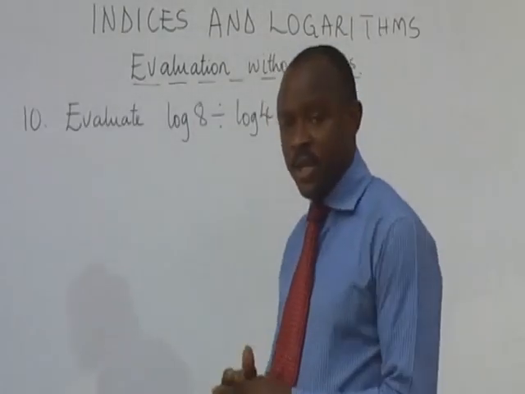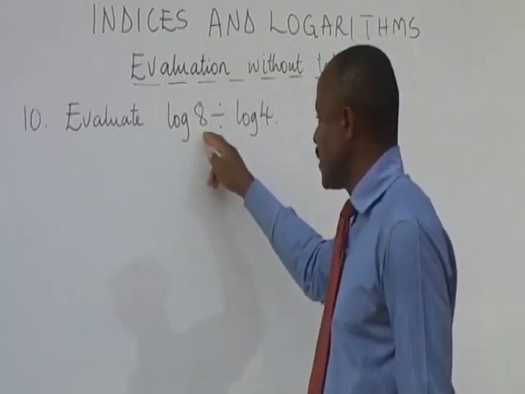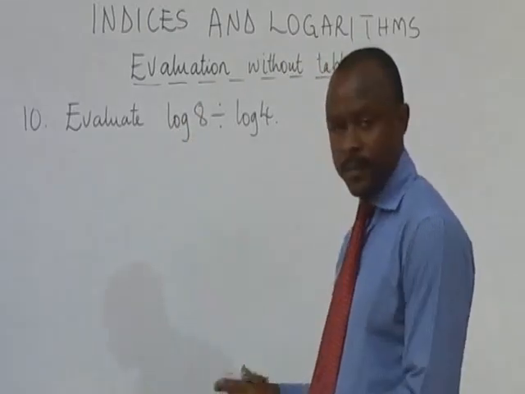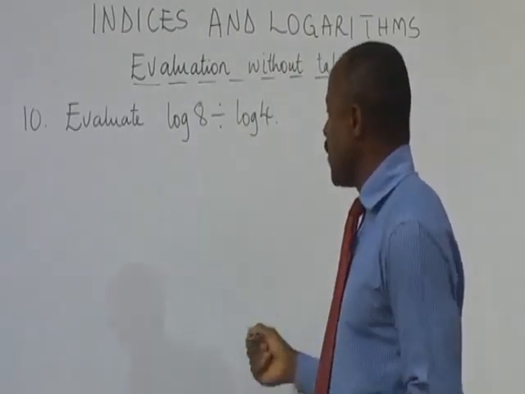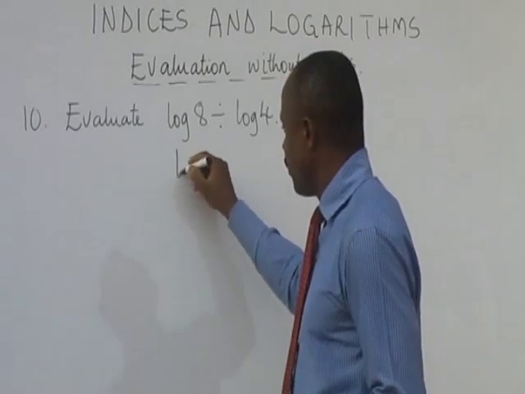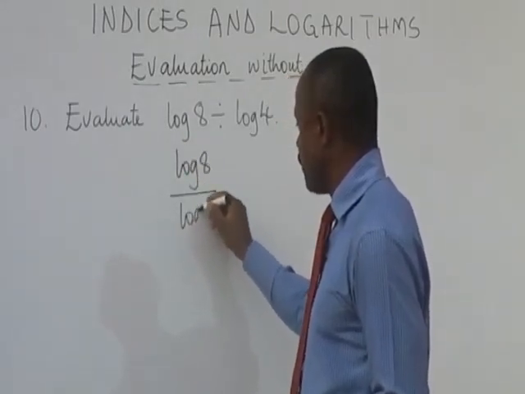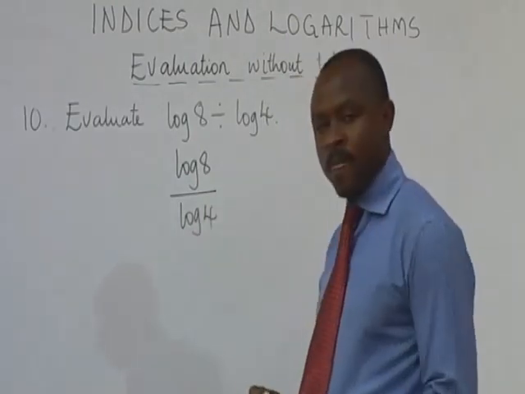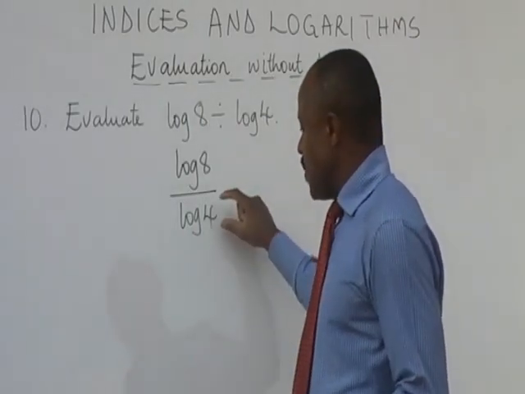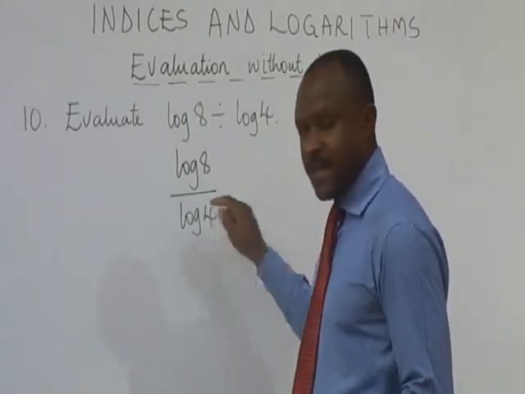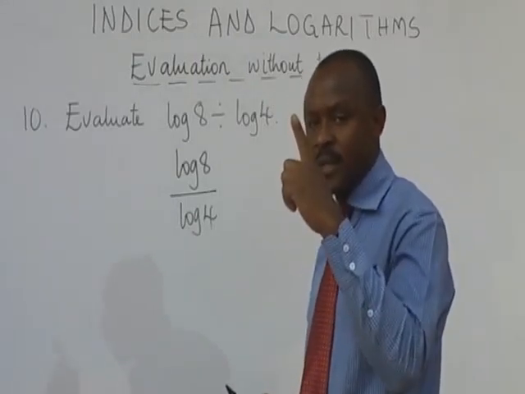This is the 10th question. And that question says we should evaluate log of 8 divided by log of 4. What this means is log of 8 over log of 4. As usual, try to dissect 4 and 8 to have a particular base and an exponent.